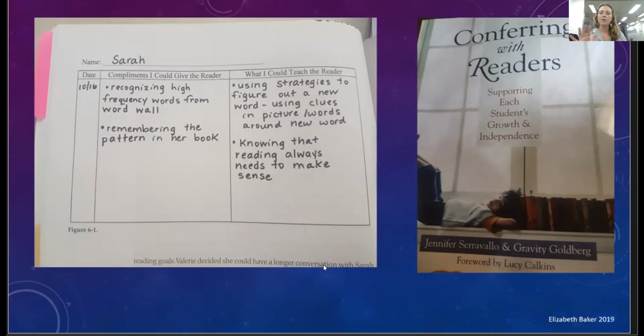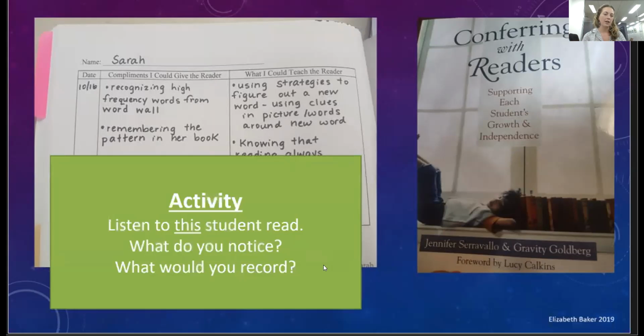I'm sure that there are a few questions around reading conferences, and if you have them, feel free to pop them in the chat. I've got an activity for us to do now. I'm going to get you to have a little reading conference and listen to a student read.